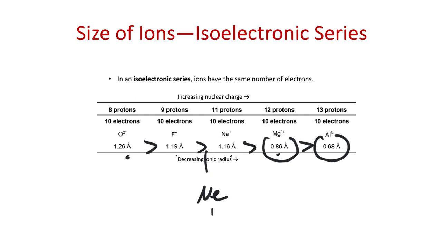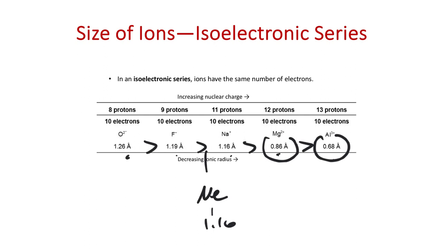Okay, so the previous slide must have been showing us the diameters, not the radii. The bonding atomic radii chart was showing us the radius. So neon, I get 1.16. And so it's oddly the exact size of sodium plus.